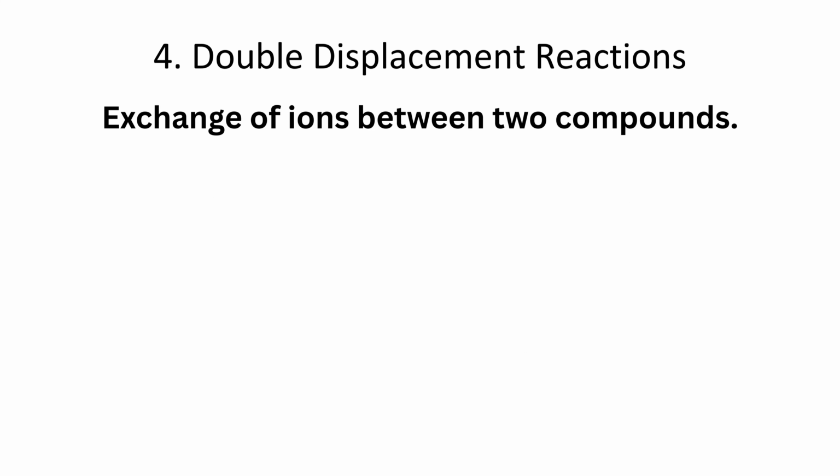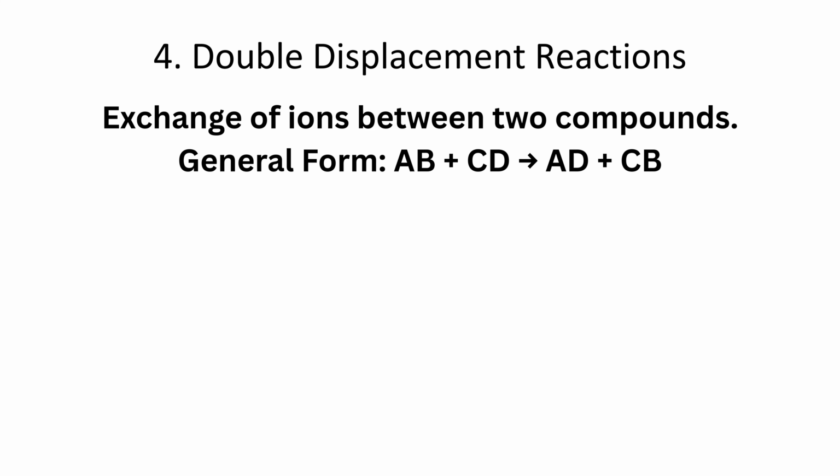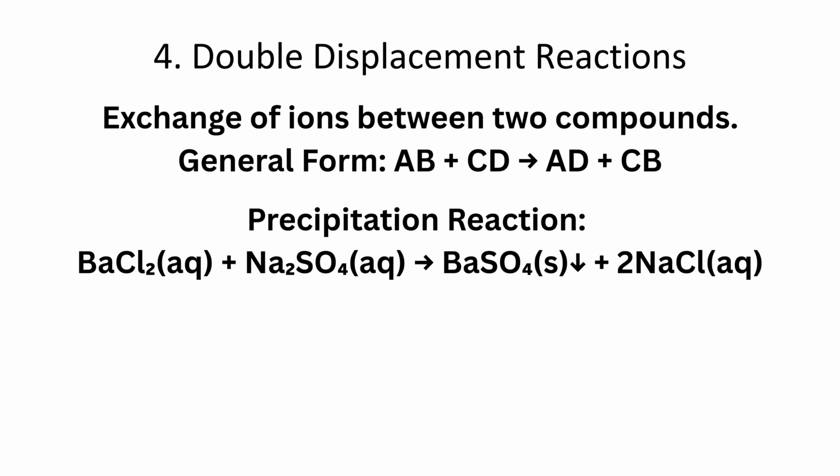In a double displacement reaction, ions are exchanged between two compounds. The positive ions called cations and negative ions called anions of two different compounds, AB and CD, exchange places, forming two new compounds, AD and CB. Types: precipitation reaction forms an insoluble solid. In this double displacement reaction, aqueous solutions of barium chloride and sodium sulfate exchange ions, forming a solid insoluble precipitate of barium sulfate and an aqueous solution of sodium chloride.